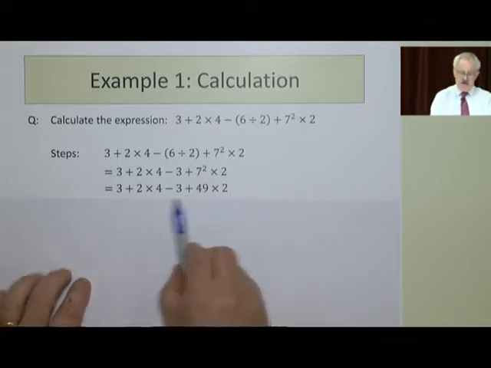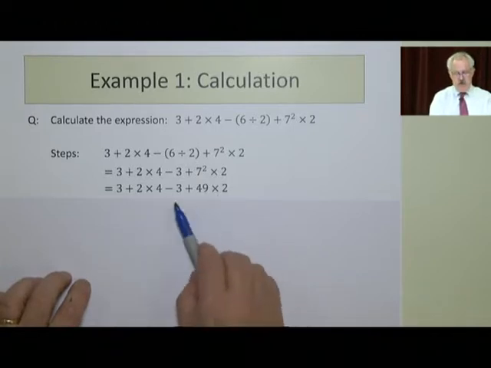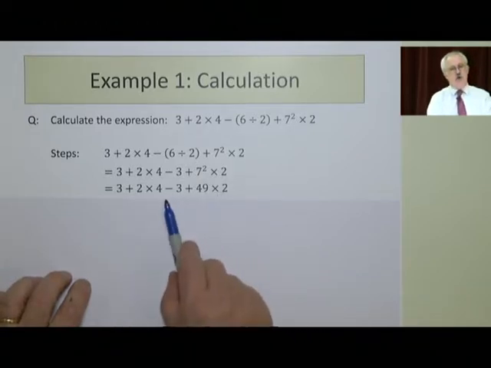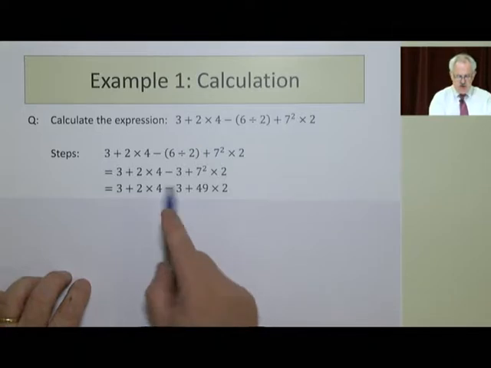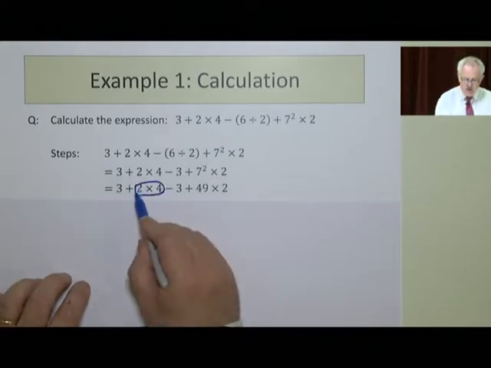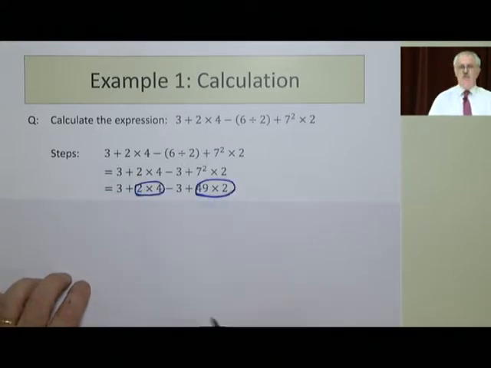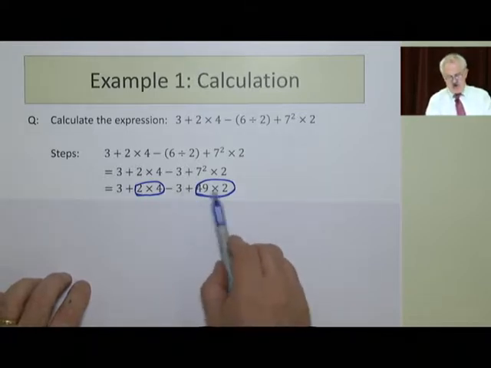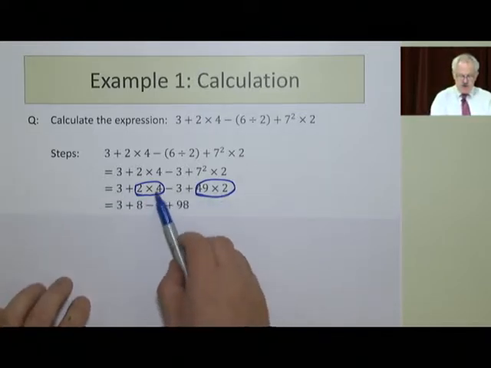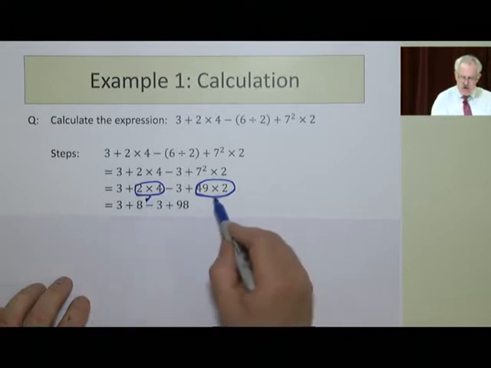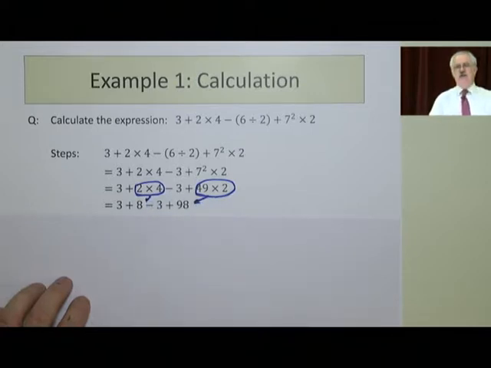Now there's no brackets and there's no indices. You say, what's next? Well, multiplication is more important than addition. So there's a multiplication here, and there's a multiplication here. And you don't do the additions first, you do just that multiplication. So the 2 by 4 becomes 8, and the 49 by 2 becomes 98.